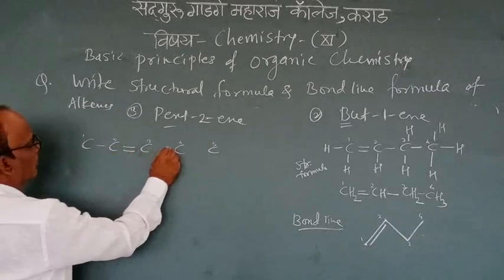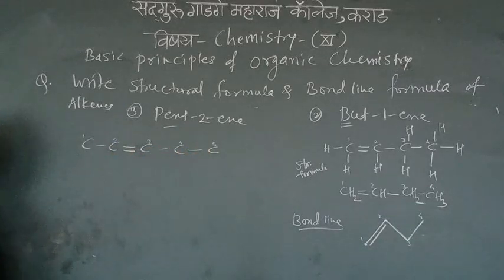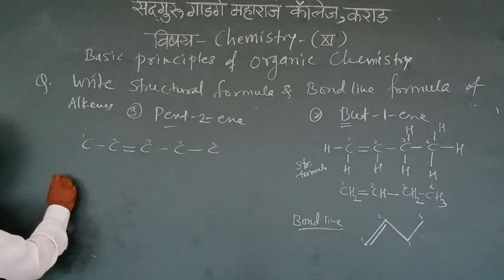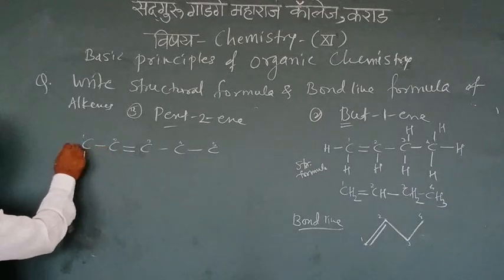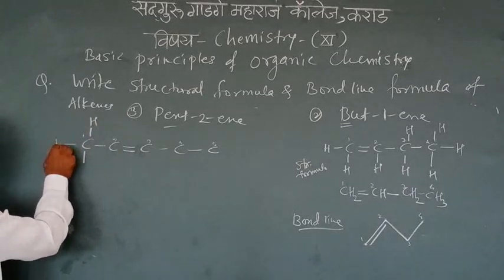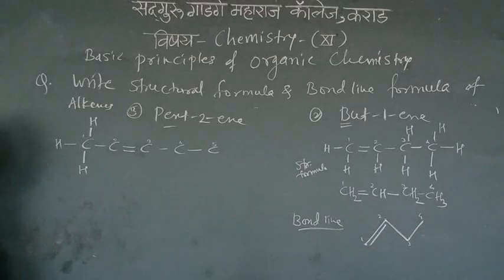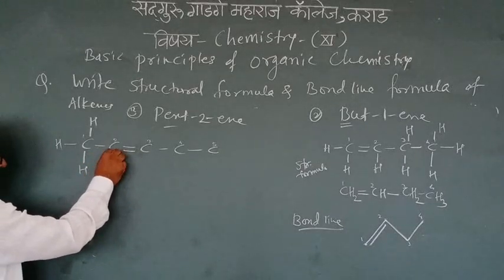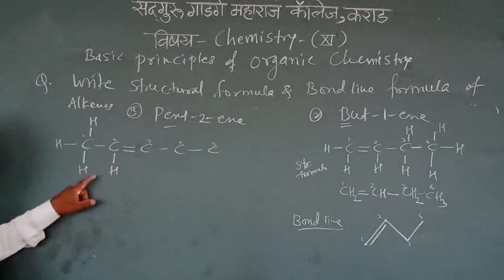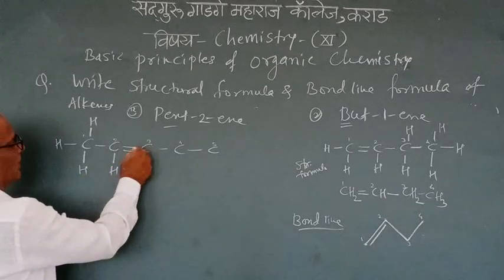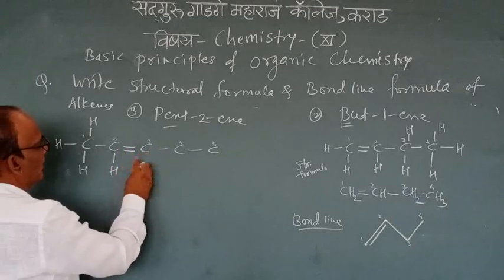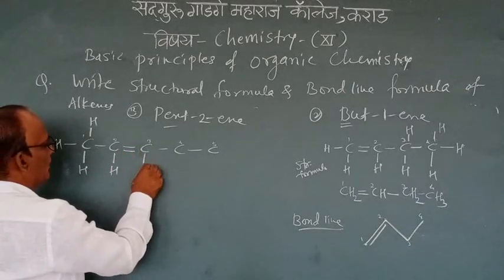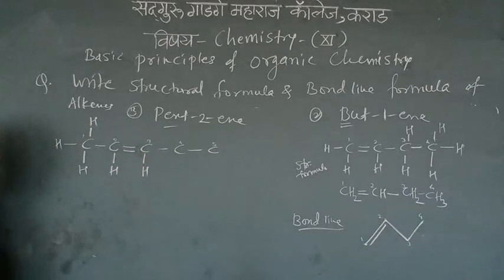Then write single bonds in between the remaining carbon atoms. Here only one bond is attached to carbon 1, therefore 3 hydrogen atoms are attached to carbon number 1. Then carbon number 2, there are 3 bonds, so only one hydrogen atom is attached to carbon number 2. In case of the third carbon, there are 3 bonds, therefore here also one hydrogen atom is attached.